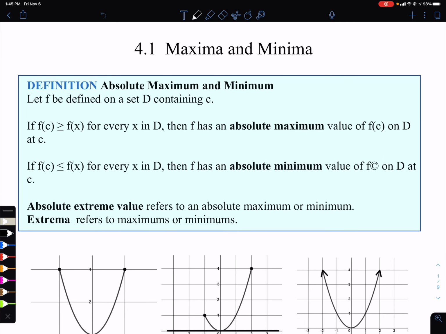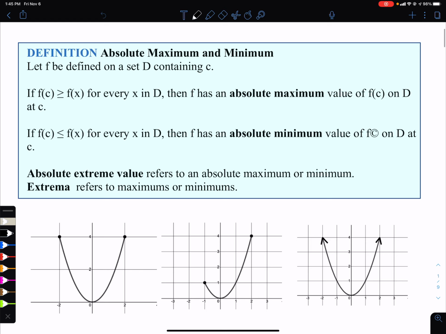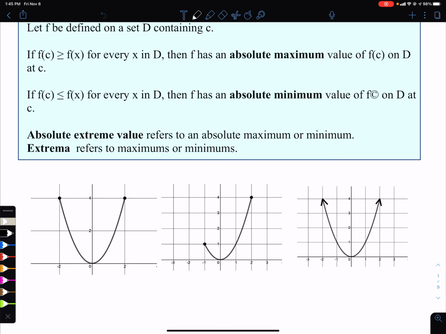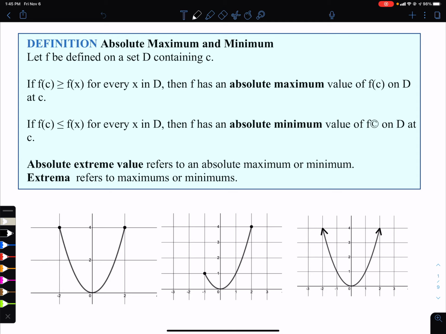Welcome, everybody. We are in Chapter 4, Section 1, Maxima and Minima. What is this all about? There's a lot of concepts that we will be talking about. It's important that you understand what I'm saying. Don't memorize. Make sure you're understanding things.